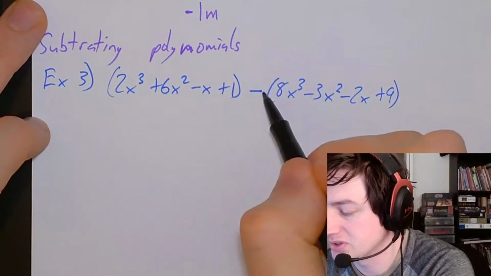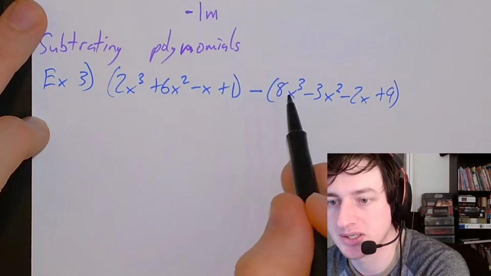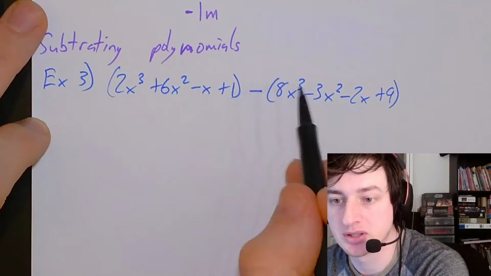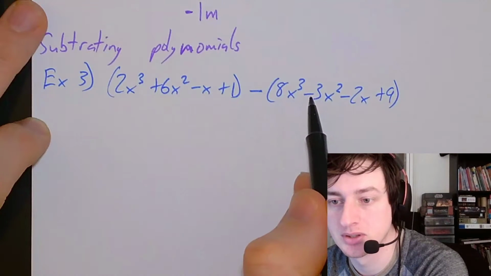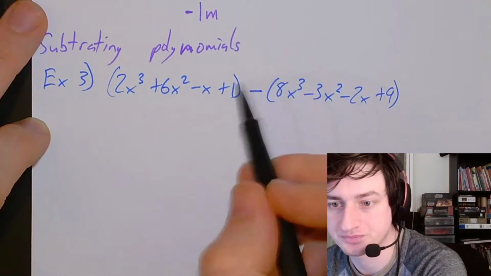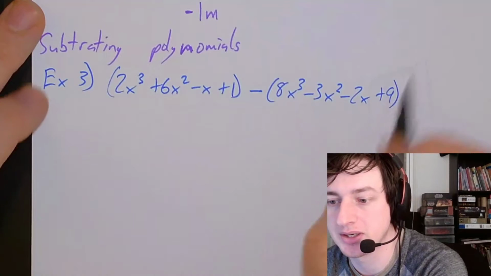but we need to distribute this negative to each thing here, so the positives will become negative, so this will be a minus 8x cubed, but this negative is going to become a positive, right? Double negative makes positive, so minus a minus is going to be plus 3x squared plus 2x minus a 9. So we got to distribute this negative to everything inside.